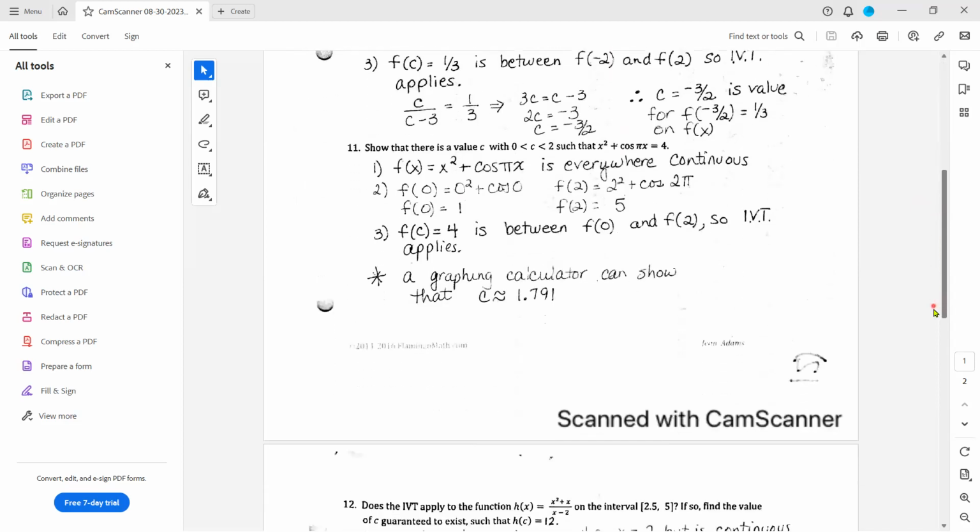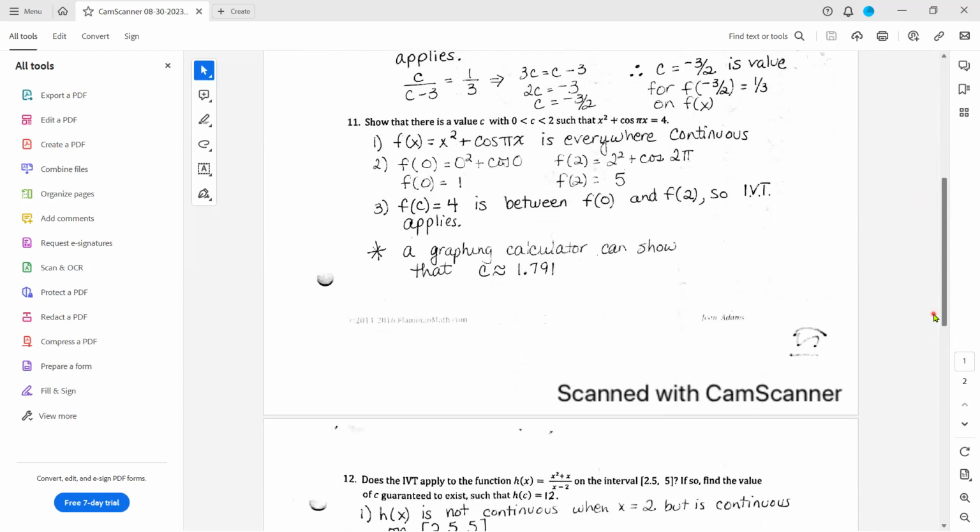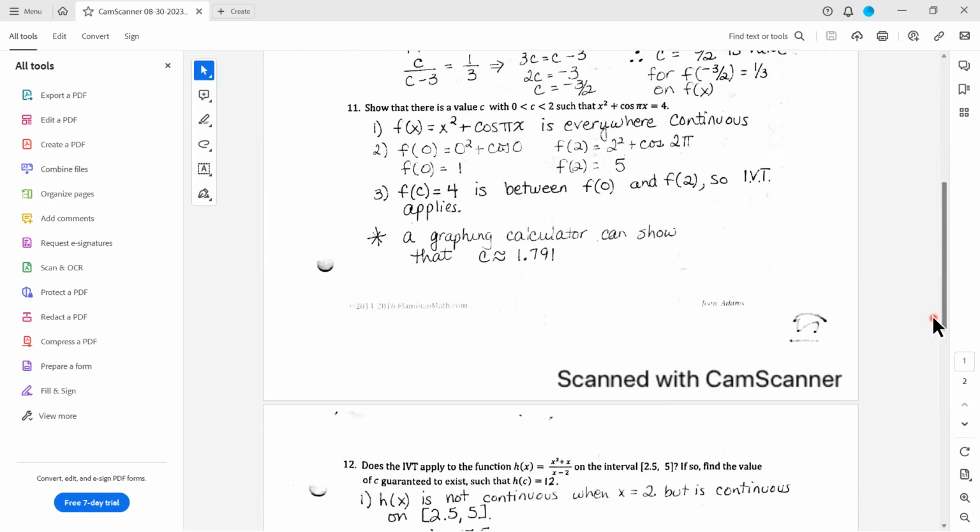Number 11 looks a little different, okay? It's a trig function. I'll help you solve it. Don't worry about that. Find the function, find the interval, and find the output value of the function. What is the function that we're supposed to examine? x² plus cosine pi x. Right. It's whatever the function is equal to over here.